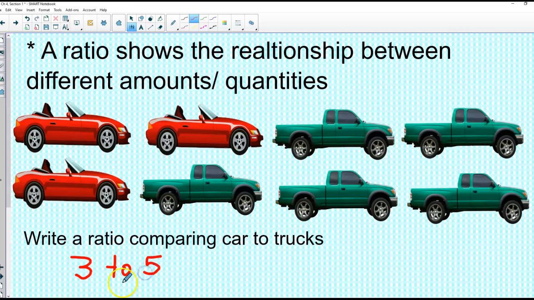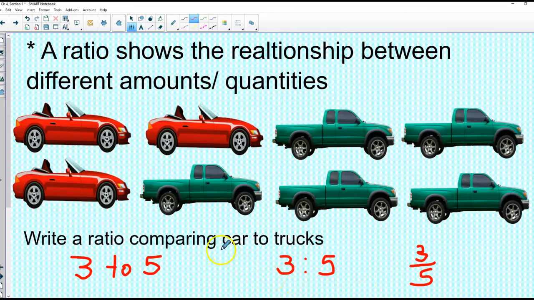So one way to write a ratio is to use the word to in there. Another way you can do it is you can put a colon in between. 3 cars to 5 trucks. These are both considered ratios. And the third way is to write it as a fraction. 3 cars to 5 trucks. Okay, there's 3 different ways to write a ratio.